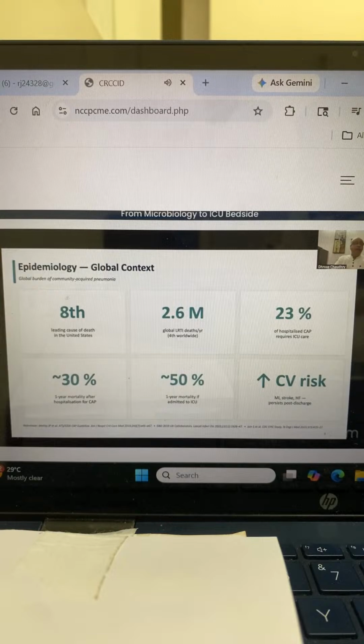And what one is finding is that even up to 1 year, among the people who survive severe pneumonias, especially those who have been hospitalized in the ICU, we may lose 30% of them by the end of 1 year. And it steps up to 50% if people have been admitted in the intensive care unit. And very important is that pneumonia is a very common risk factor for increased incidence of myocardial infarction, stroke, and heart failure, and this persists even post-discharge because it produces intense inflammation leading on to endothelial dysfunction.